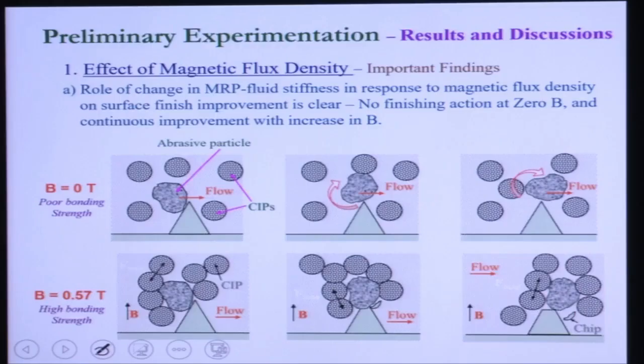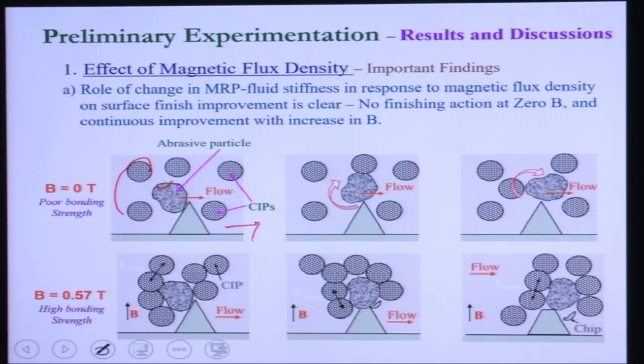Now at 0 Tesla magnetic field, no chains are available, so there is no bonding strength to the abrasive particles. Here you can see these abrasive particles are loosely held. They are not held by the surrounding CIP particles. The fluid is moving in this direction. When there is a surface peak and some abrasive particle comes into contact with it, because there is no bonding strength to this abrasive particle, it will try to rotate.